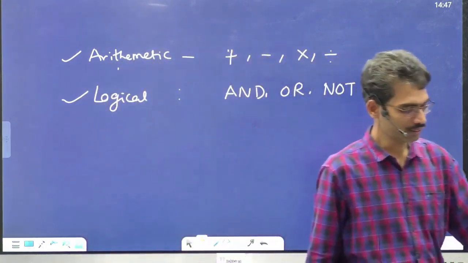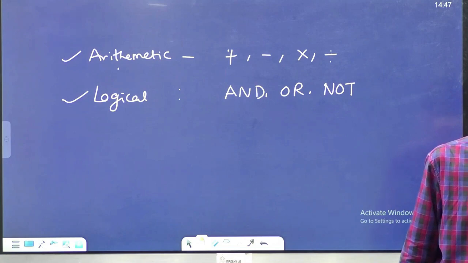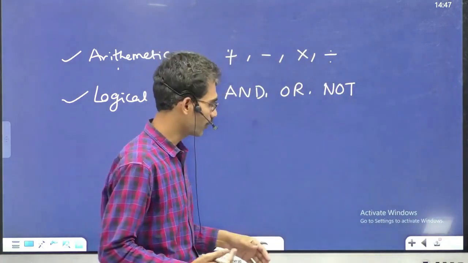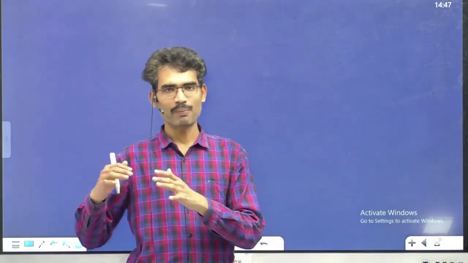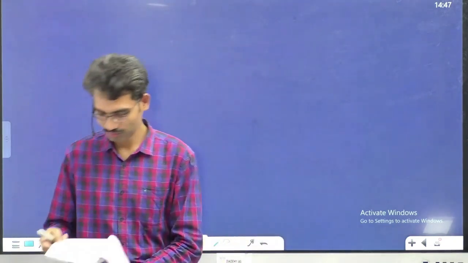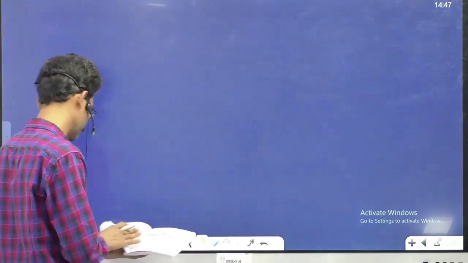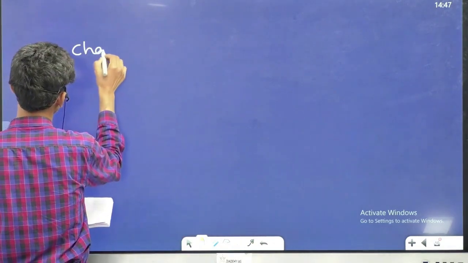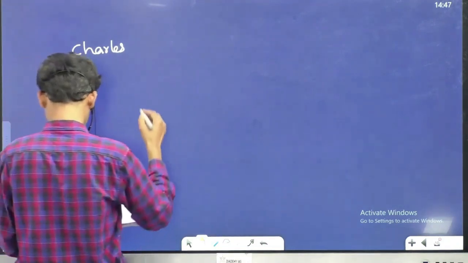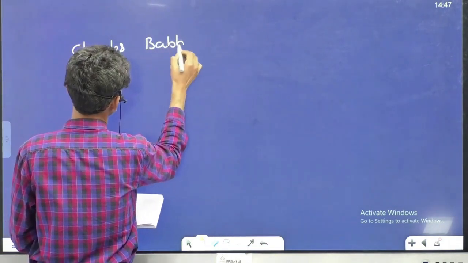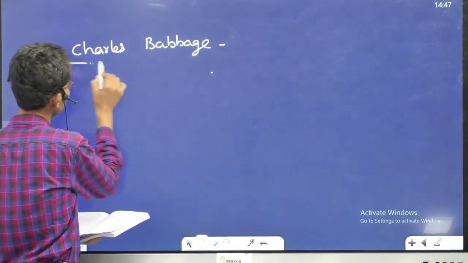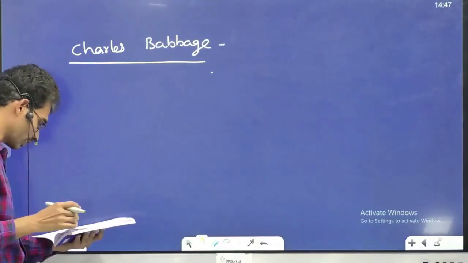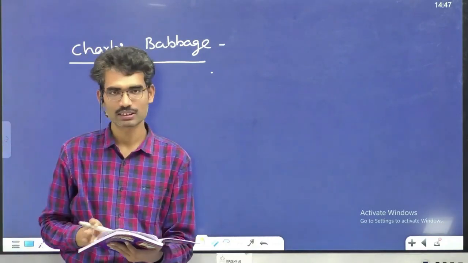Broadly, we will take one more thing: the evolution, how it evolved over a period of time. Charles Babbage was considered the father of computer. His name is also important, a potential MCQ. Who is considered the father of computer? That is Charles Babbage.